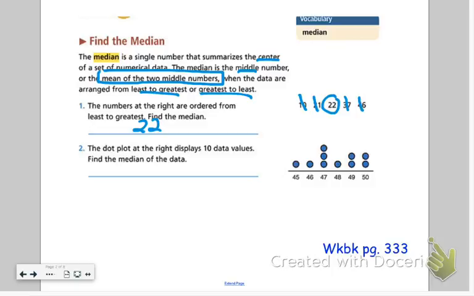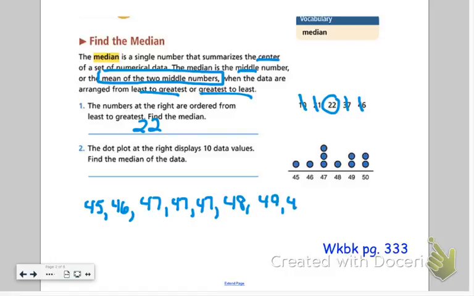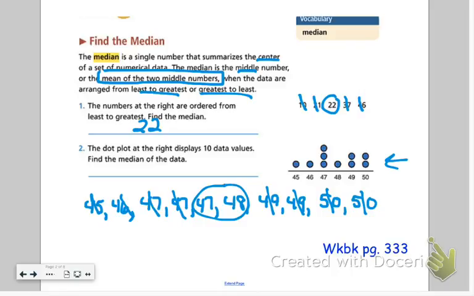Number 2, the dot plot at the right displays 10 data values. Find the median of the data. So let's see, we have 45, we have 46, three 47s, a 48, two 49s, and two 50s. So there's all the numbers that I see in my dot plot. And again, I'm going to cross them off and I'm going to go back and forth until I get one number remaining. So left, right, left, right, left, right, left, right. Oh, wait a minute. This time I have 2 numbers in the middle.